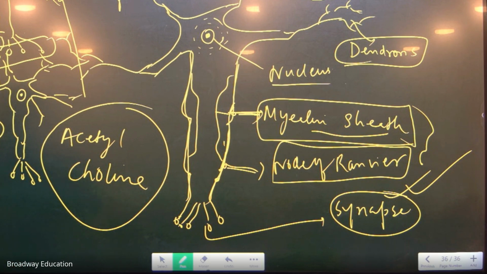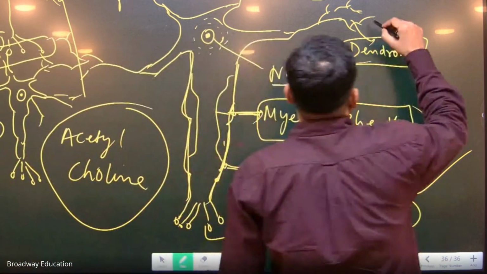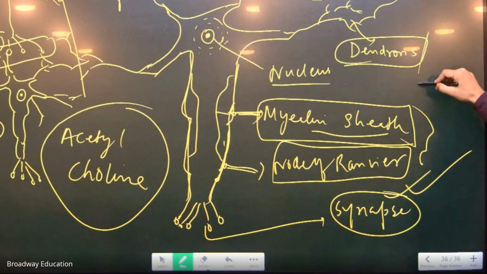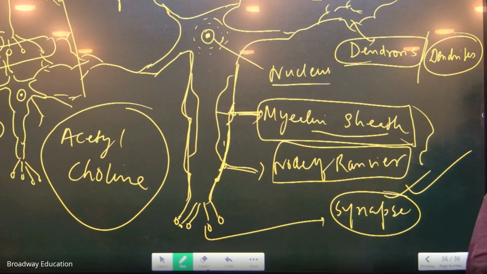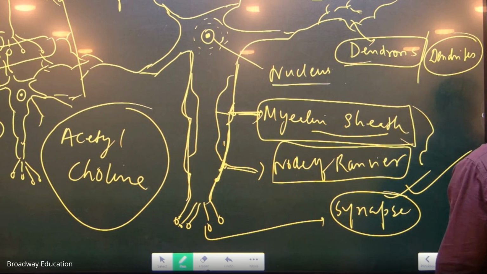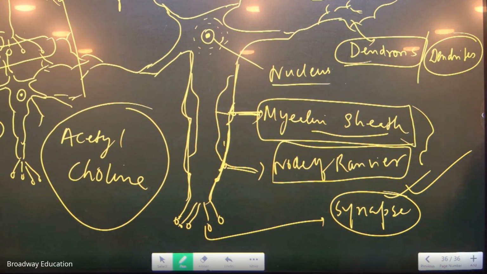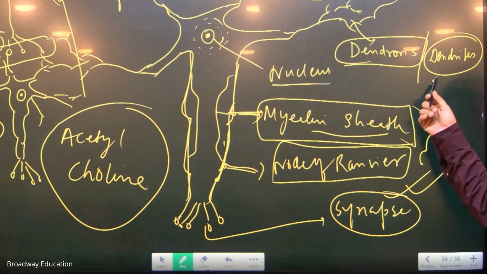With that of another neuron, the point of contact between one neuron with that of another neuron is called a synapse. Is this part clear? Now these are, you can say, dendrons, or these are also known as dendrites. Getting my point? Dendrons or dendrites, you may find different words, but the things are the same. Is this part clear?